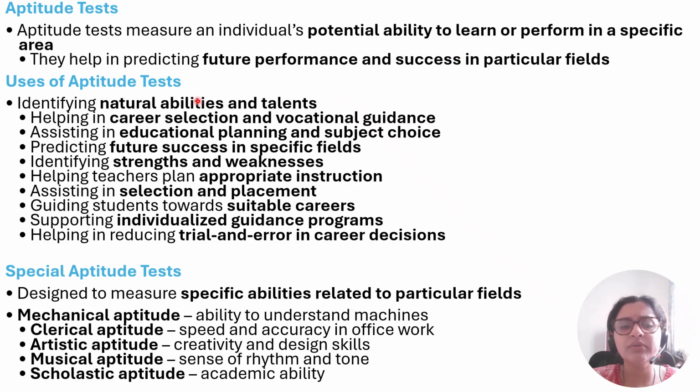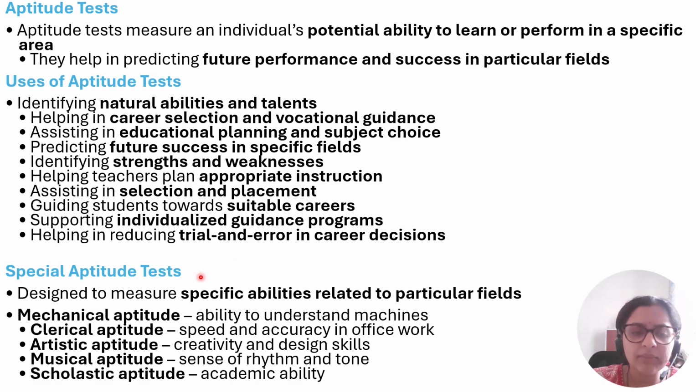So, what are the uses of aptitude tests? They help in identifying natural abilities and talents, and help in career selection and vocational guidance. They assist in educational planning and subject choice. They predict future success in specific fields. They identify strengths and weaknesses. They help teachers plan appropriate instruction. They assist in selection and placement. They guide students towards suitable careers. They support individualized guidance programs. They help in reducing trial and error in career decisions.